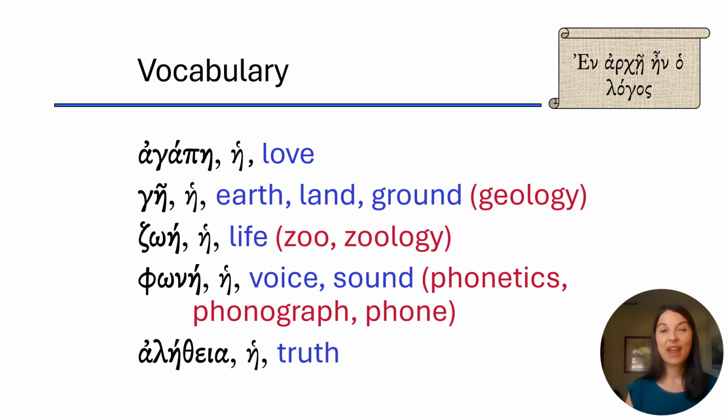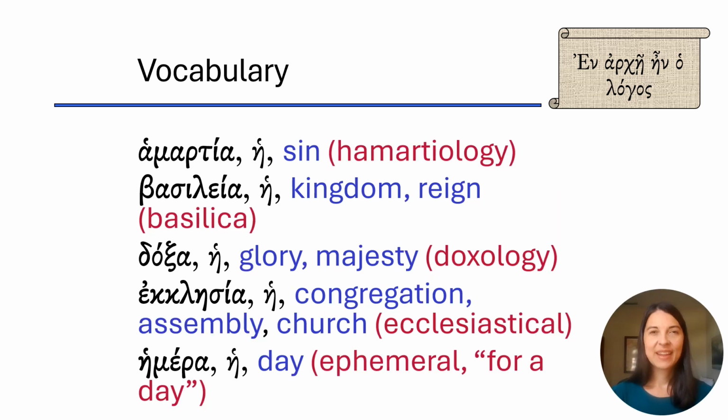Next is phone. So hey, phone. This is our word for voice or sound. So phonetics, phonograph, phone, these are all words that have that phone. And then hey, aletheia. Hey, aletheia is truth. Next is hamartia. We'll notice that rough breathing mark. So we're going to say hamartia. This is our word for sin. So hey, hamartia. And hamartology is a word that can help us remember that.